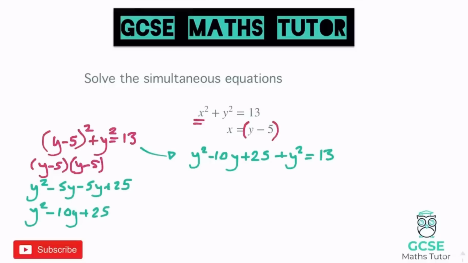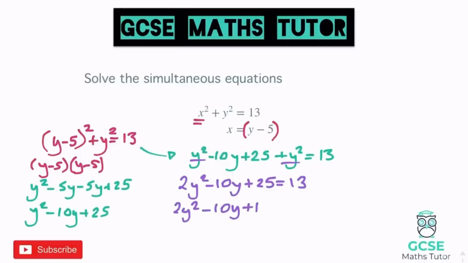We can tidy this up because we've got those two y squareds there. We can add those together and simplify, so we'll have 2y squared minus 10y plus 25 equals 13. When it comes to solving a quadratic, we need to make this equal 0, so we need to subtract 13 from both sides. We get 2y squared minus 10y. Taking the 13 away from the 25 leaves us with positive 12, and that equals 0.